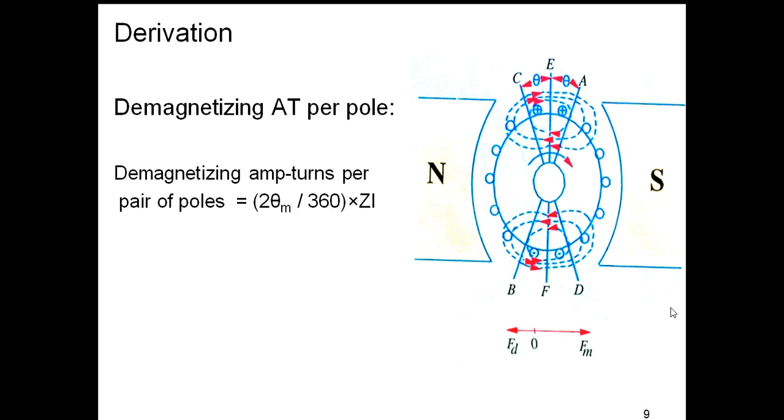The demagnetizing ampere turn per pair of poles will be 2 theta m by 360 into Z into I. Here the demagnetizing ampere turn per pole is Z into I into theta m by 360. Here it is for a pair of poles and here it is per pole, so the 2 gets cancelled. So ZI into theta m by 360.